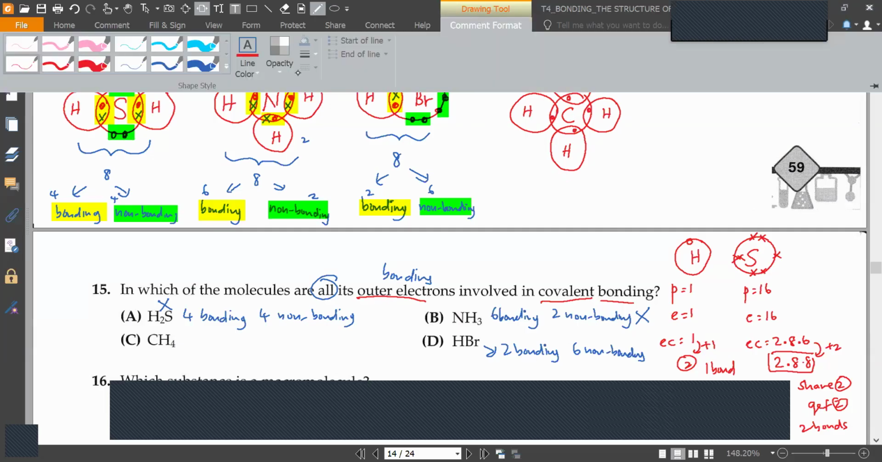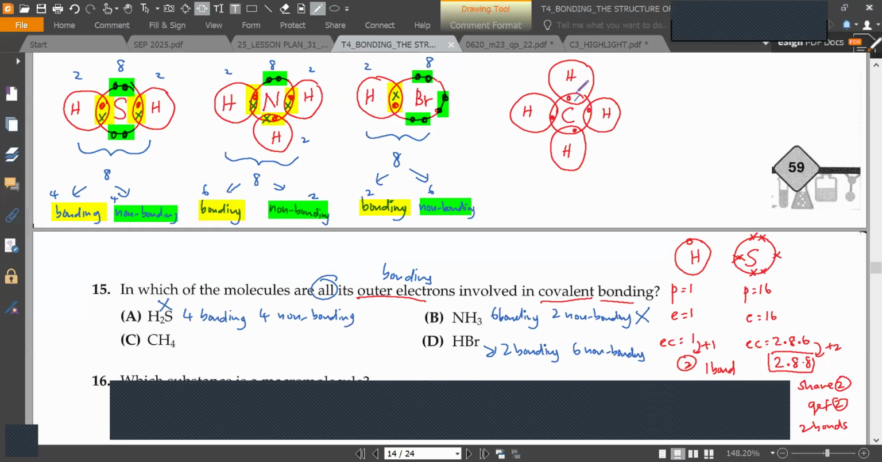And then hydrogen like this. Hydrogen only has 1 outer electron, so hydrogen will be 2, 2, 2, 2. Carbon will be 8. If we count again, the total is 8. Now we'll check the bonding, the electrons that are in the bond. 1, 2, 3, 4, 5, 6, 7, 8.